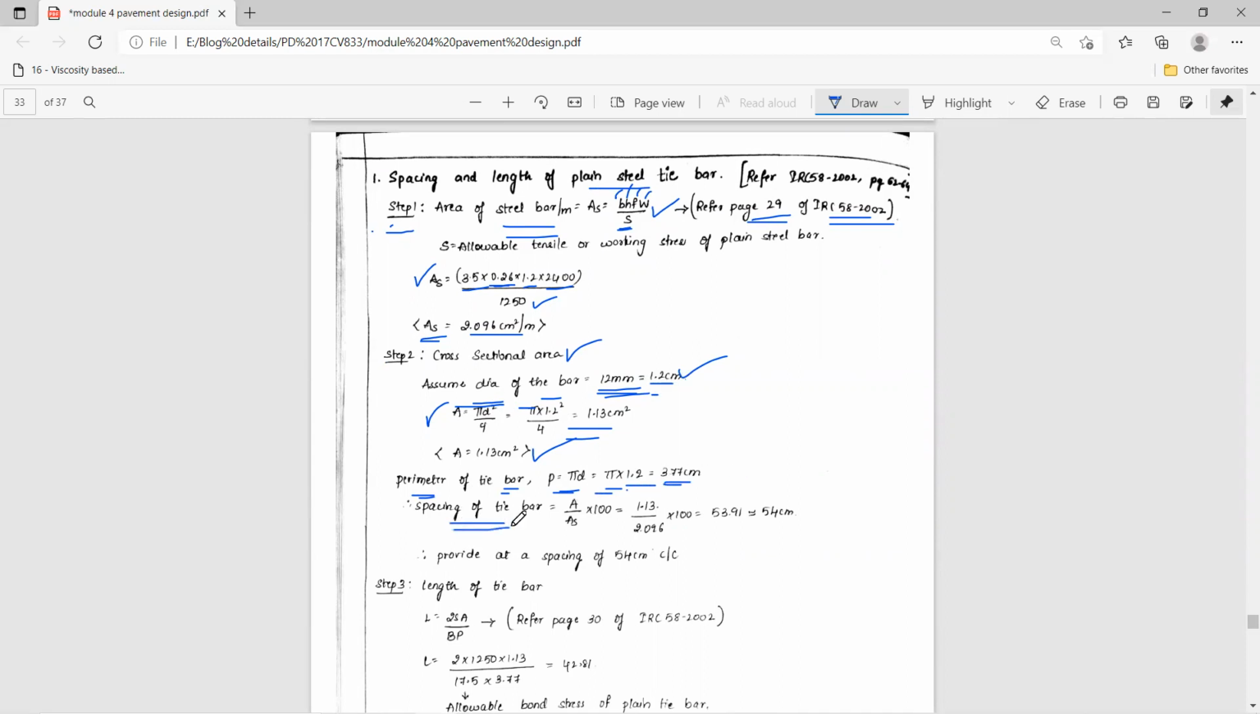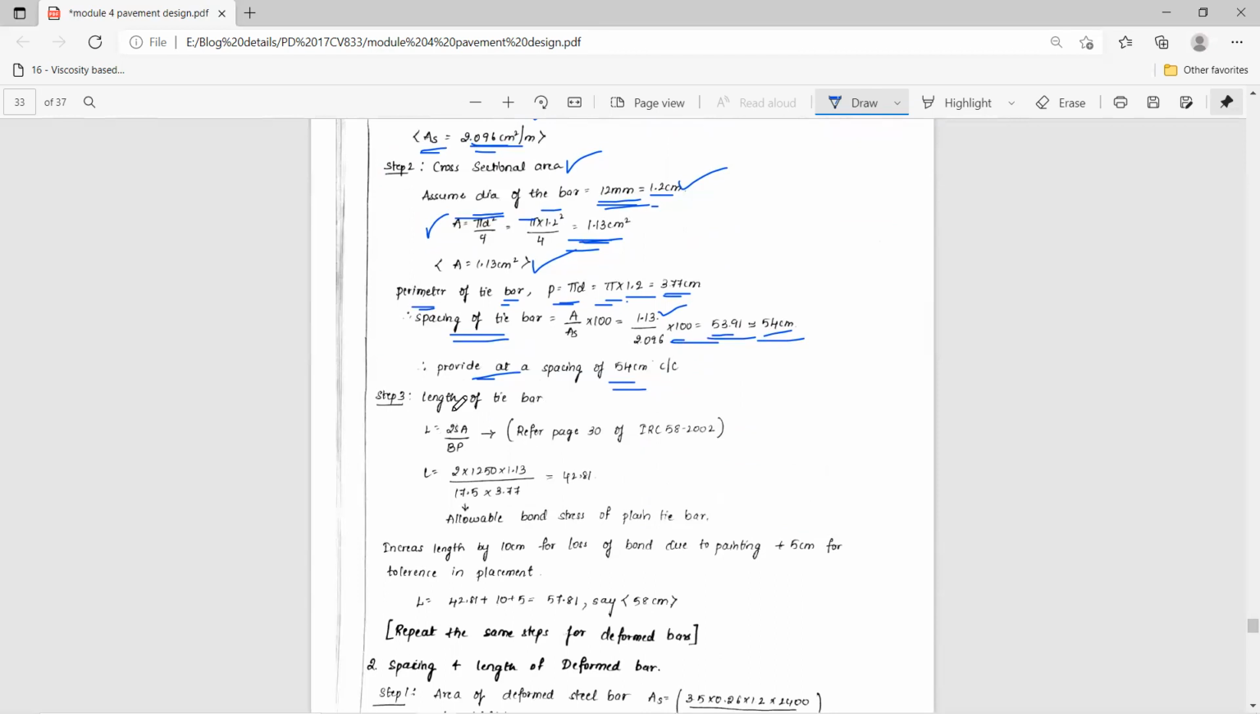Now spacing of the tie bar is equal to cross sectional area divided by area of steel multiplied by 100. Cross sectional area is 1.13, area of the steel is 2.096, multiplied by 100. Therefore spacing of the tie bars is 53.91, that is 54 centimeter you can consider. Therefore you need to provide spacing of 54 centimeter.